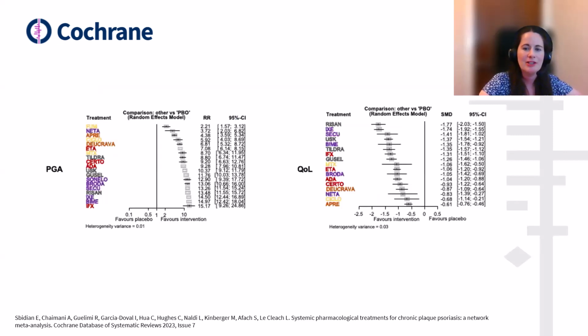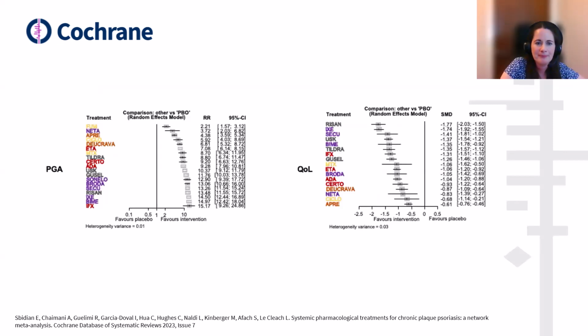So here are 2 forest plots from the same review on psoriasis. Physician Global Assessment of Psoriasis is shown on the left forest plot, and quality of life is shown on the right. Each intervention here is compared against placebo. Both of these forest plots show the treatments ordered by the size of the risk ratio or the standardized mean difference. This helps readers see which treatments are the most and least effective.